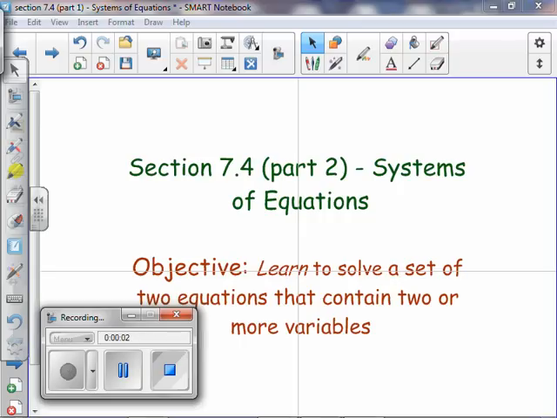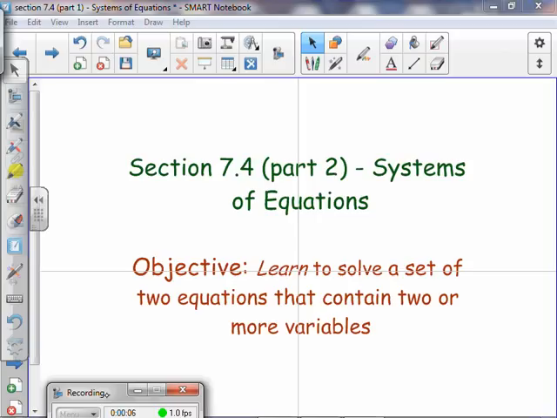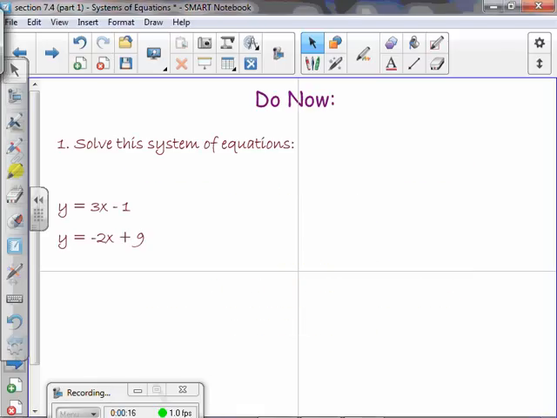Okay, welcome to part 2 of Systems of Equations, where we're going to do a little bit more with the systems of equations that we just learned how to solve in part 1. But first, we're going to take a little bit of a detour with our first question.